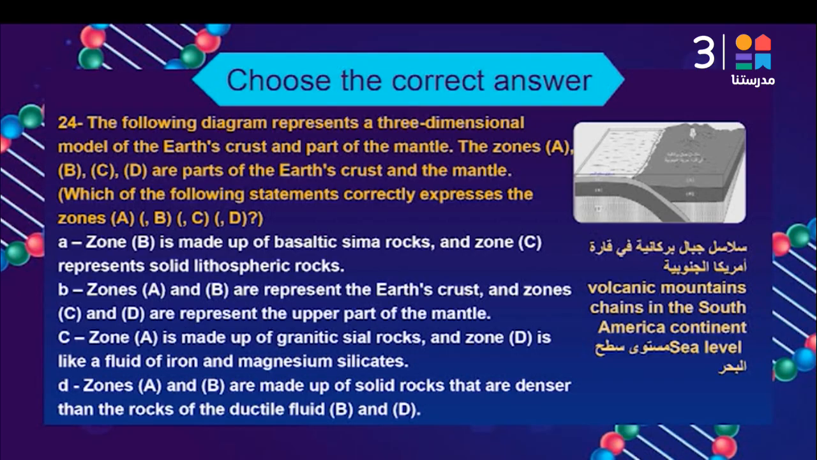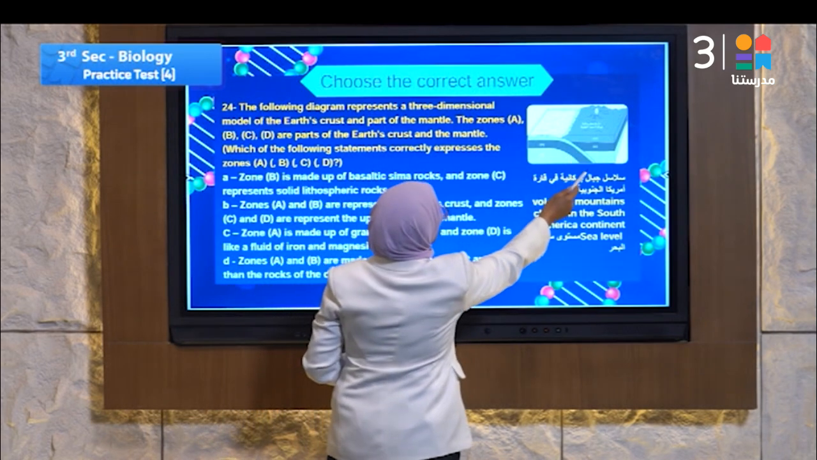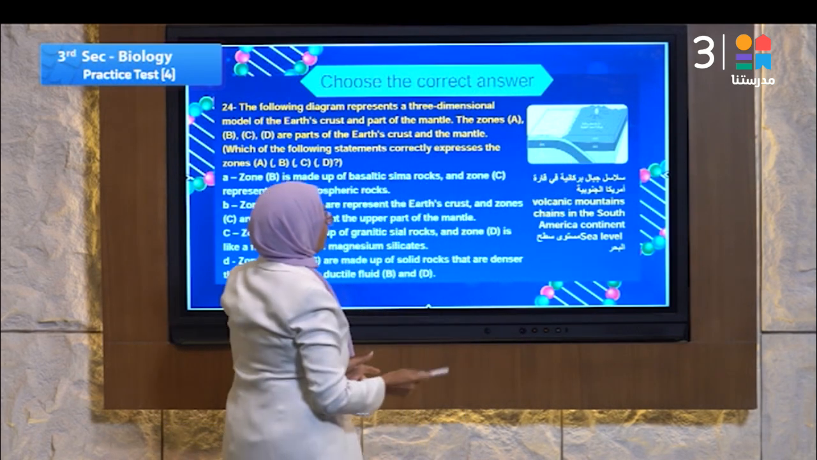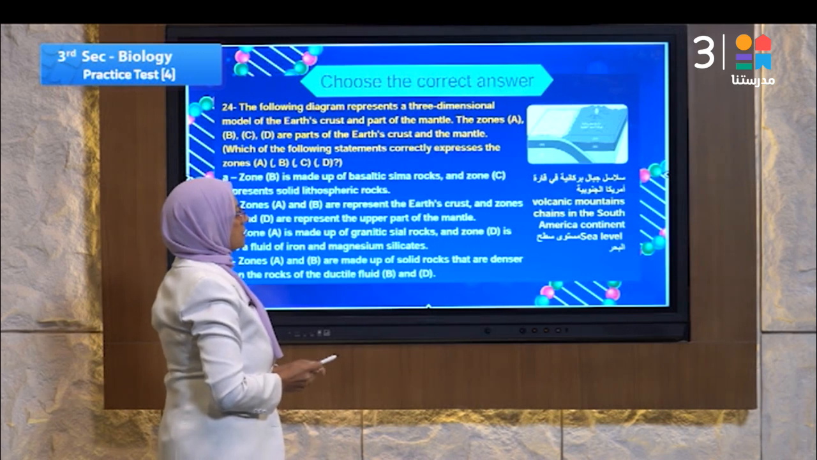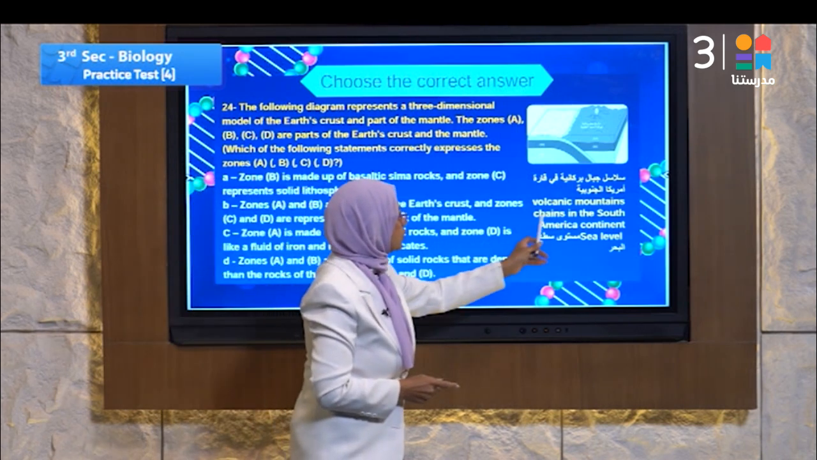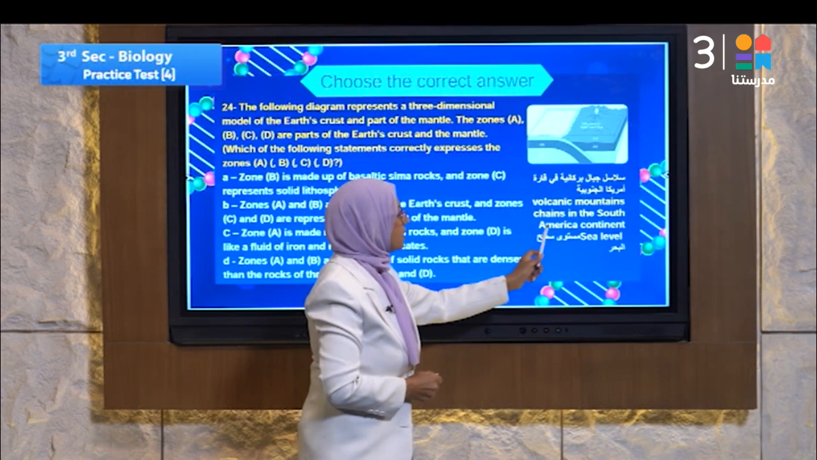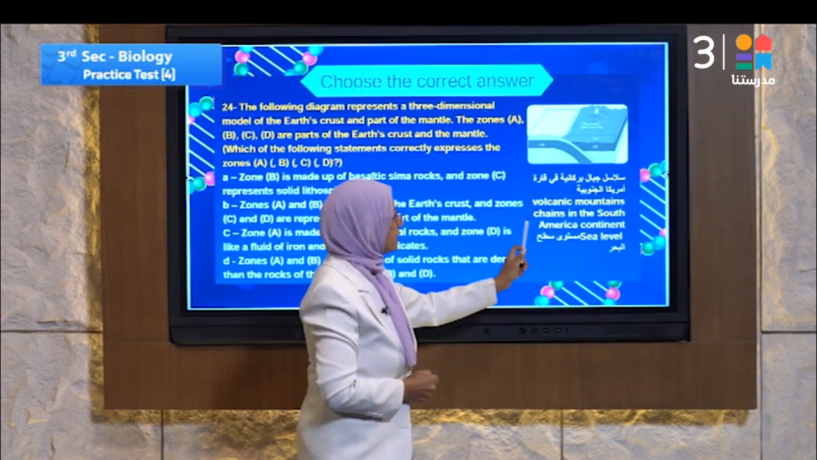The following diagram represents a three-dimensional model of Earth's crust and part of the mantle. That's zone A. B, C, D are parts of Earth's crust. That's a volcanic mountain chain in the South America continent. Sea level, continent sea level.